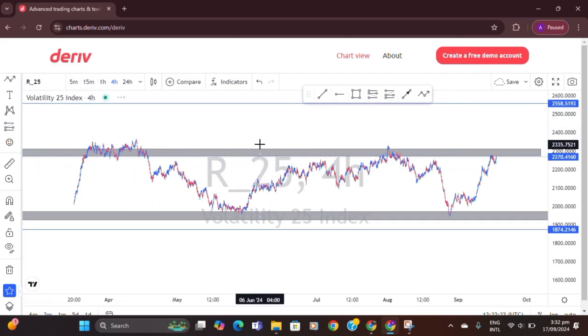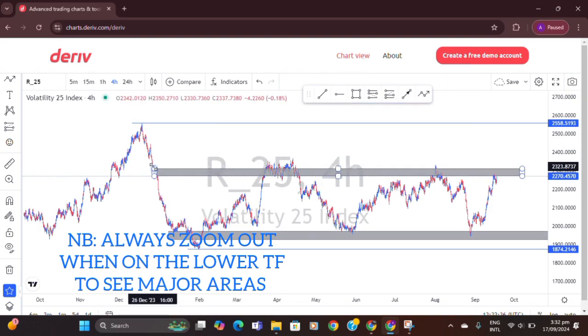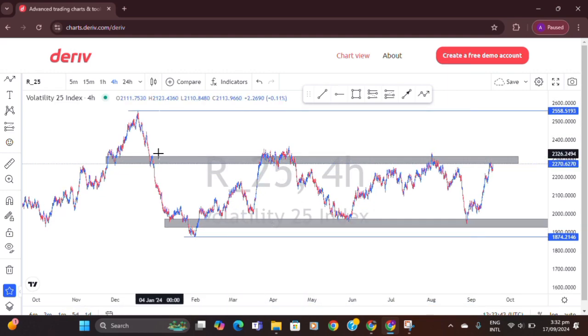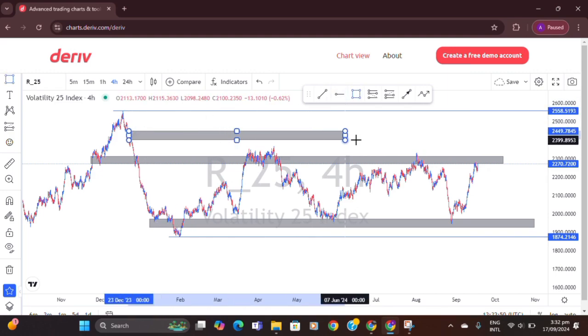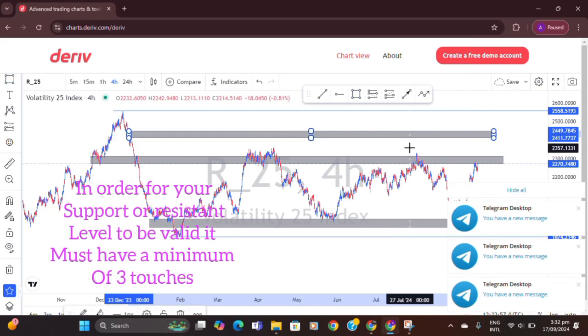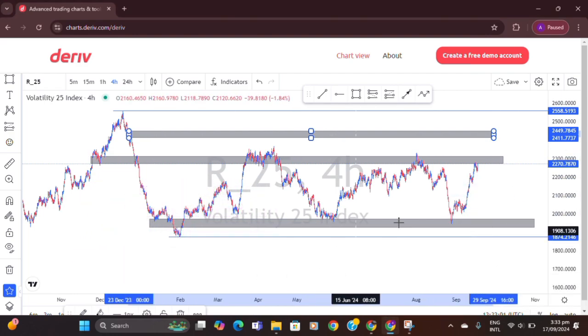So now when you're on the 4-hour time frame, you have to zoom out your charts to see the major areas where the market is likely to stop. So here you can see that we have one, which is this one, and then our second one is gonna be this one where the market has stopped. In order for your support or your resistance level to be valid, you need 3 touches minimum, right? 3 touches, like the way we have 1, 2, and 3.